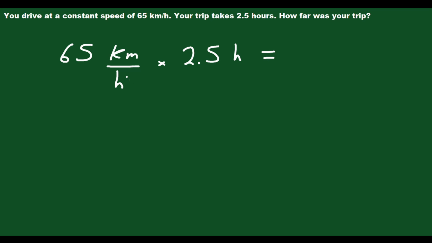What happens? H on the bottom and top cancel because h divided by h is just 1. And I'm left with 65 kilometers times 2.5, which is 162.5. And the only units that are left are kilometers, so my answer here is kilometers.